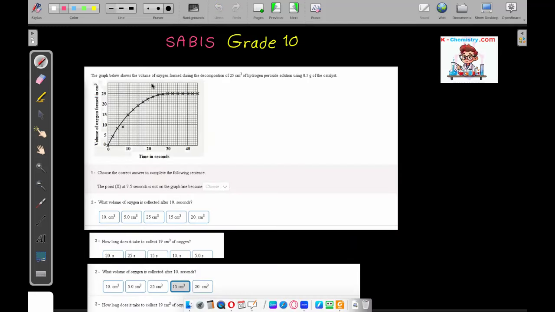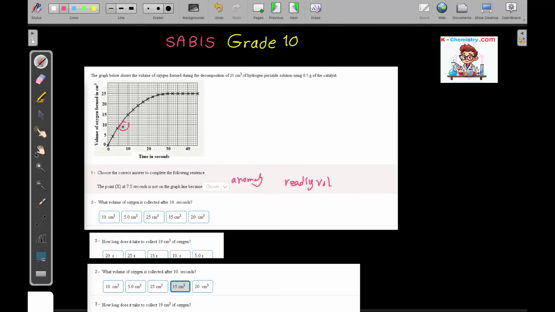The graph below shows the volume of oxygen formed. Choose the correct answer. The point X is called an anomaly. An anomaly is when you may make a mistake during the exam, like looking at one of your colleagues while you are measuring the volume, so the volume does not come out correct. It's out of the correct numbers. So all are correct and only one is wrong. This is an anomaly because there is a mistake here, like reading the volume in a wrong way.